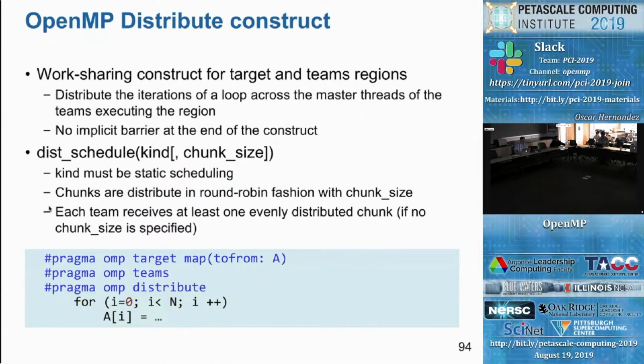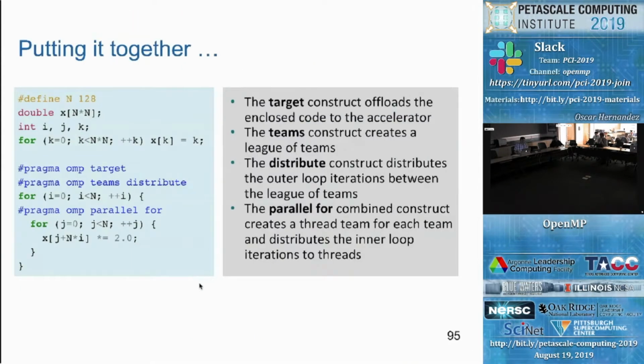Once you create teams, you can basically distribute the work across the teams. It works very similar to the loop work sharing directive, where we can have a static scheduling across the different teams, where iterations can be scheduled evenly across the teams and so on. And that's how you distribute the computations.